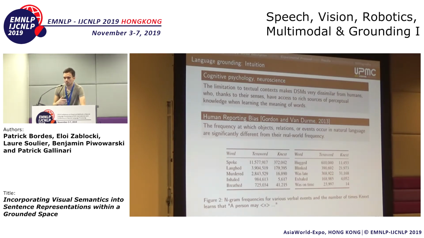We never write about the fact that bananas are yellow, that pumpkins are orange, and so on. We only write about unusual things. So that was the second element. We need images and we need perceptual information to ground the meaning of textual representations.